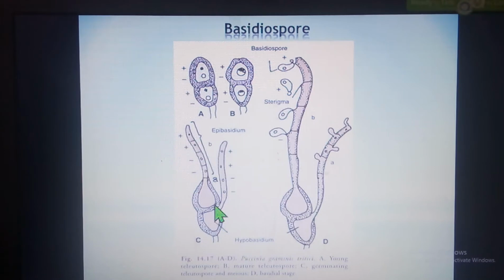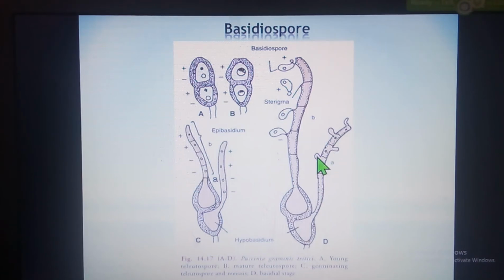So what happened later on? The probasidium will become four-celled. You can see here it has become four-celled through the wall formation, four cells by transverse walls. Now each cell, you can see here, develops a small projection. Okay, it will develop a small projection, that is the sterigma.